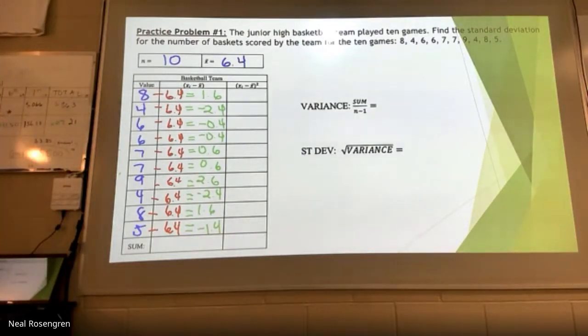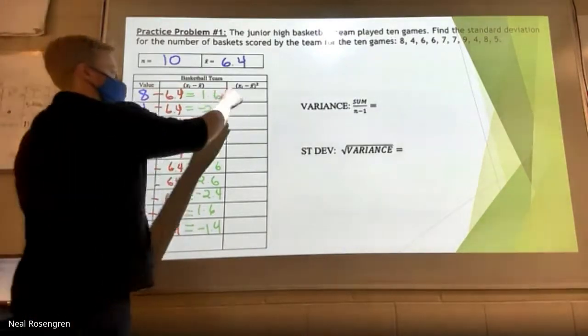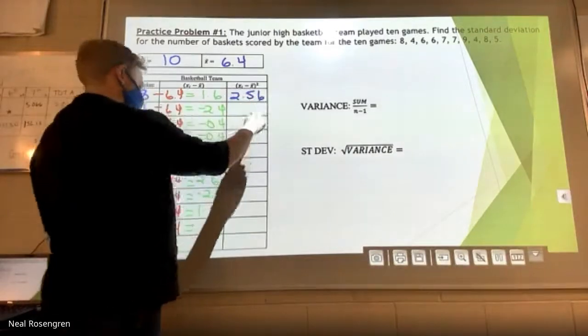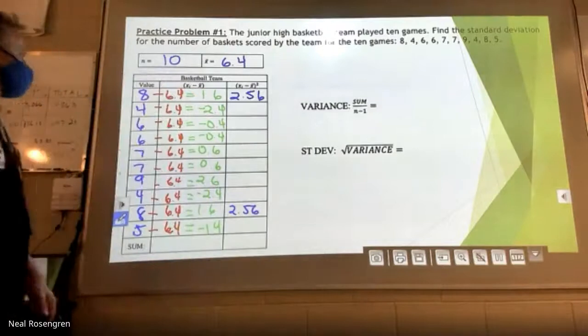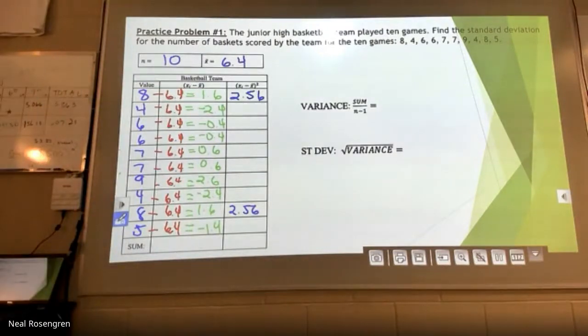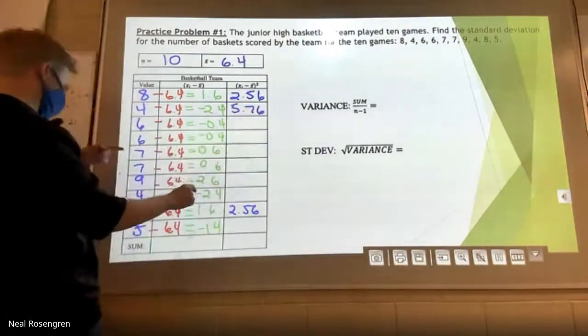So I need some help. 1.6 squared is 2.56. Okay, 2.56. So there's another one down here, 2.56. The 2.4 squared, 5.76. We have another 4. Yeah, 5.76.